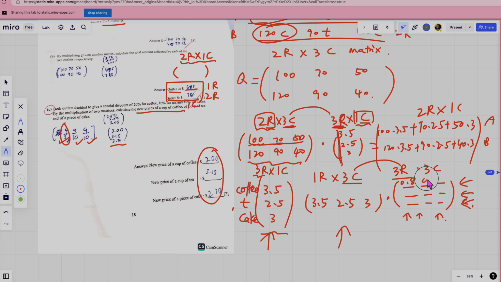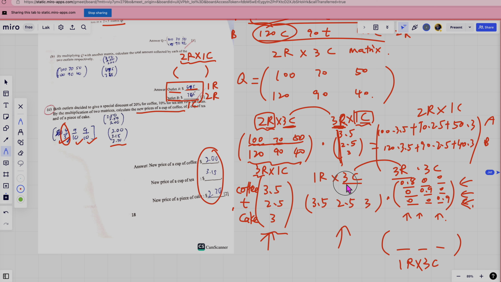The rest are 0, 0. Then over here 0. This one is 0.9, right? 0. This one is 0, 0. Then this one will be 0.9. By doing all this, you will get the final price, which is 1 row and 3 column. Understand? So you need to fill with 0. Clear?